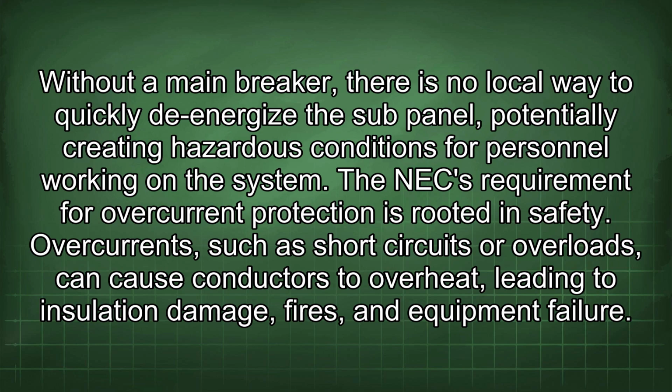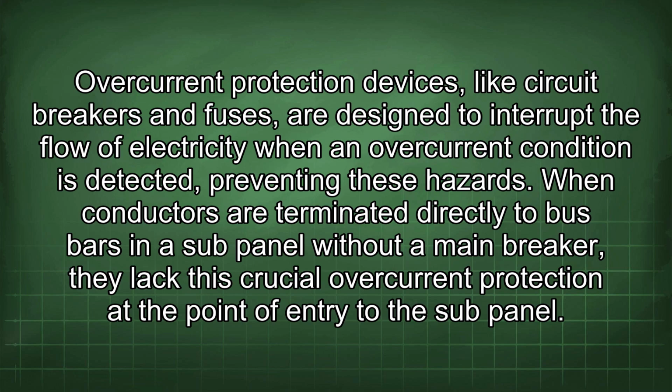Overcurrents, such as short circuits or overloads, can cause conductors to overheat, leading to insulation damage, fires, and equipment failure. Overcurrent protection devices, like circuit breakers and fuses, are designed to interrupt the flow of electricity when an overcurrent condition is detected, preventing these hazards. When conductors are terminated directly to bus bars in a subpanel without a main breaker, they lack this crucial overcurrent protection at the point of entry to the subpanel.